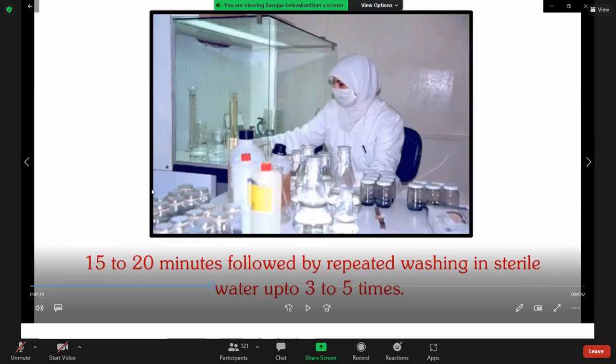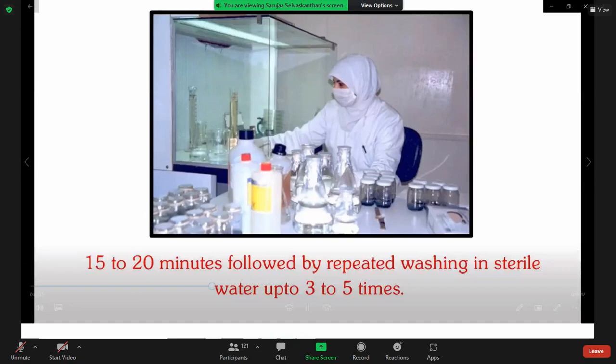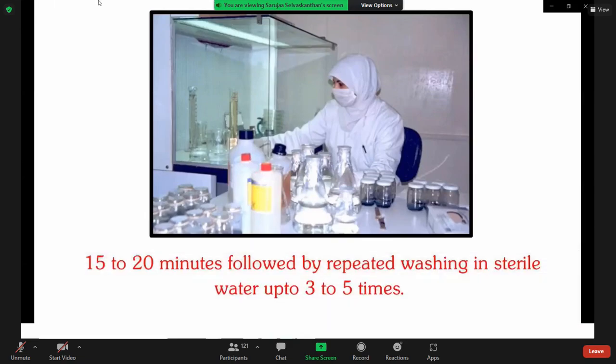For the woody plant part, if you obtain it as an explant, mercuric chloride is the best choice for sterilization, right? Treat for 10 to 20 minutes, followed by repeated washing in sterile water up to 3 to 5 times.